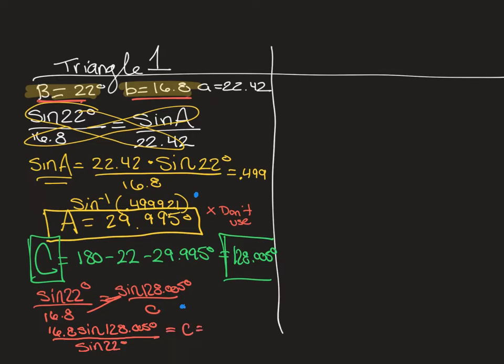And so I'm going to go ahead and type that in my calculator. Control divide, 16.8 sine of the 128.005 degrees over sine of 22 degrees. And you found out that little side C is 35.338.